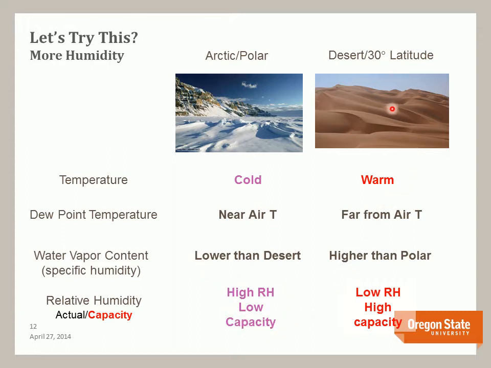So now if we go over to the deserts, hot, there's a great difference between the air temperature and the dew point temperature because we're at 30 degrees latitude. The water vapor content's higher. This is the curious thing. There's more water vapor at this area than the polar areas, but it has a low relative humidity because it has such a high capacity to hold water vapor because it's very hot there. So that inverse relationship is kind of stifling, and I think some people have really struggled with that, and I hope this helps out a little bit. Thanks.